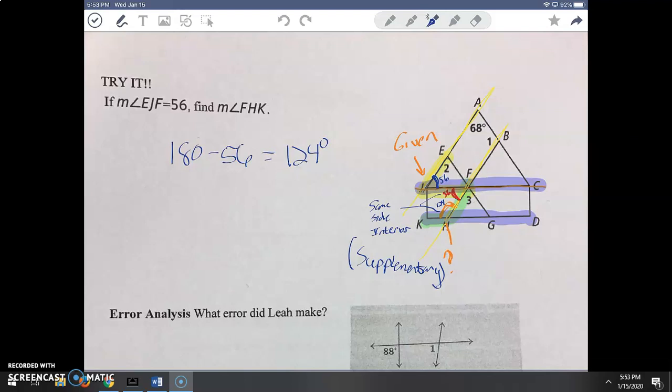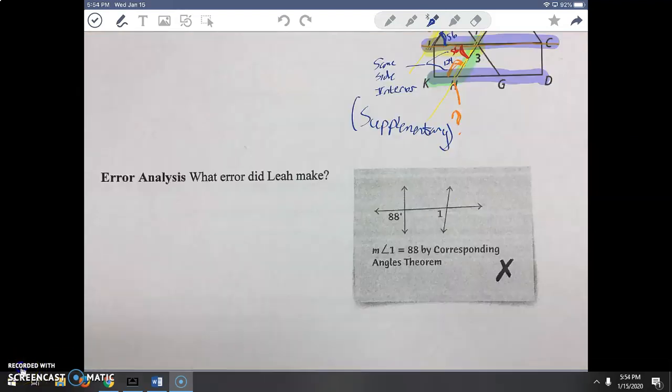Now I want you to pause this, look at the error analysis, and see what's wrong with this statement here. How did Leah make an error on this? Hopefully you paused it, take a look, and write something down. If you haven't, do that right now. Pause it, look at it, write something down, see what you think, come back and check. So pause now.